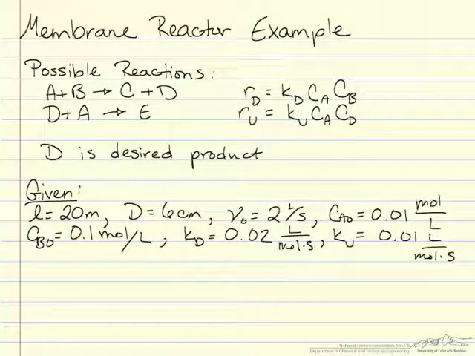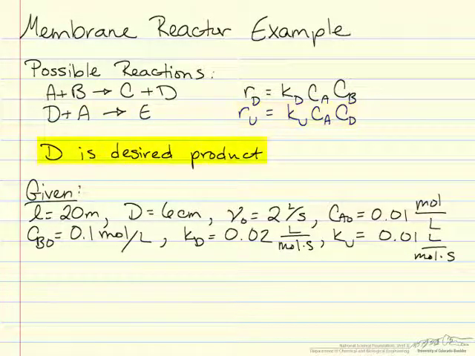So in this example, we'll be looking at a membrane reactor where we have two different possible reactions that can be occurring. The first of which is A plus B goes to C plus D with this known desired reaction rate over here on the right. And then the second reaction is D plus A goes to E, which is the undesired reaction, and its rate law is over here on the right as well.